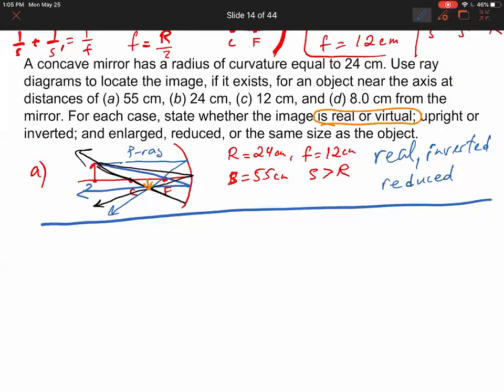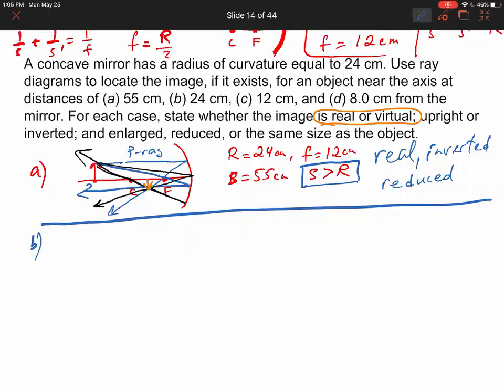Okay, that means for this particular case, if the object is further from the mirror than the curvature, that means S is greater than, let's say, R, you have a real, inverted, and reduced image.